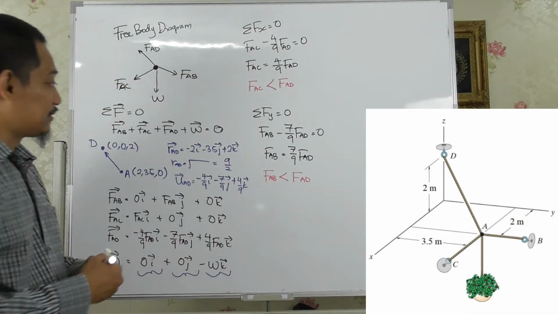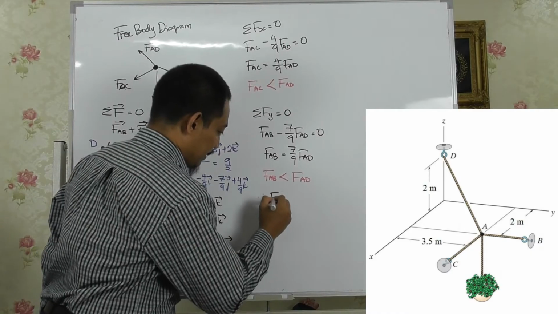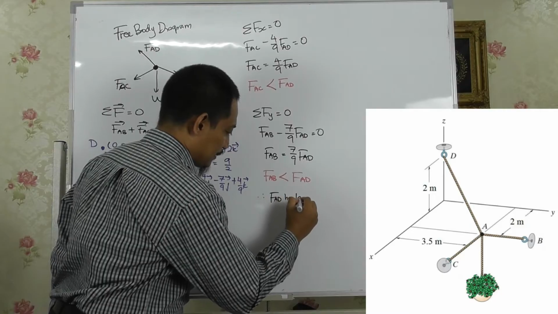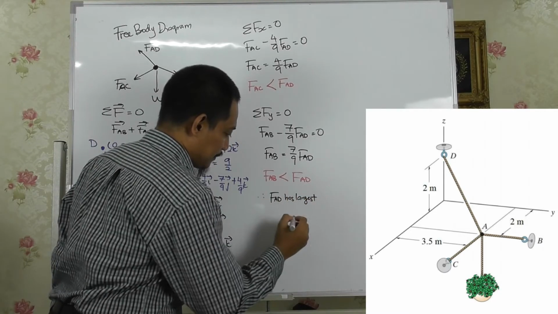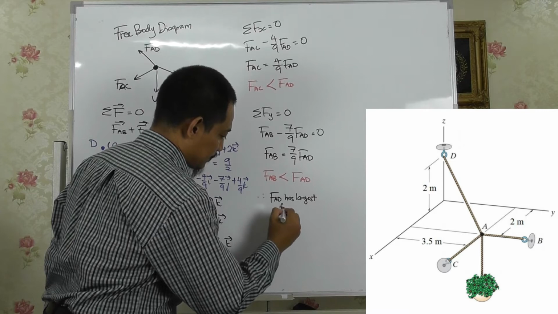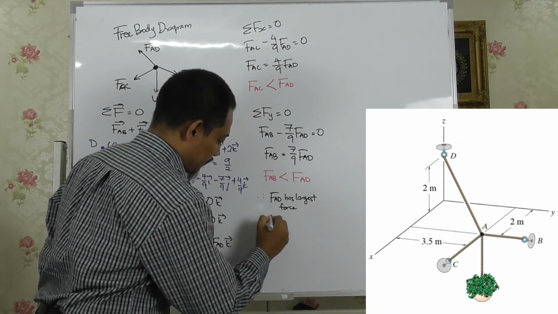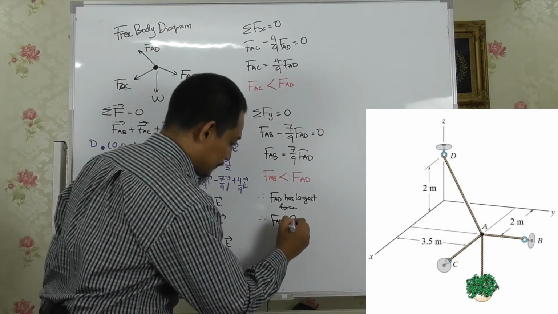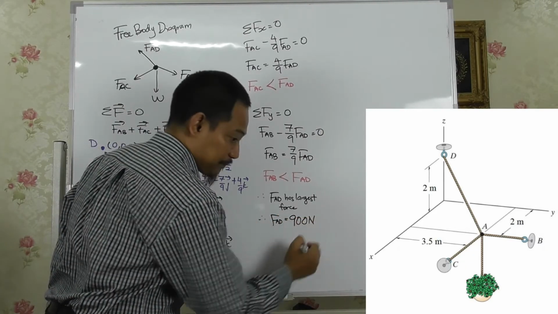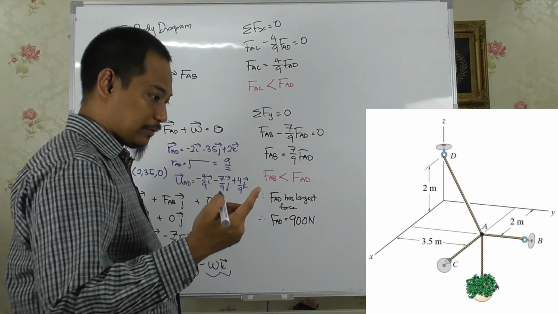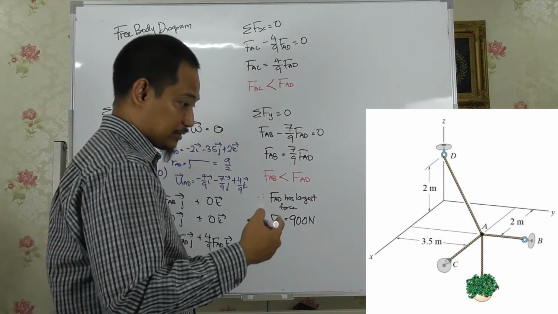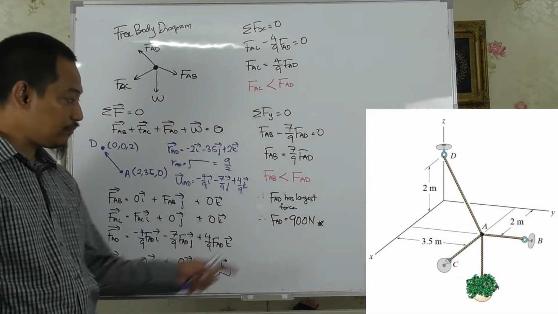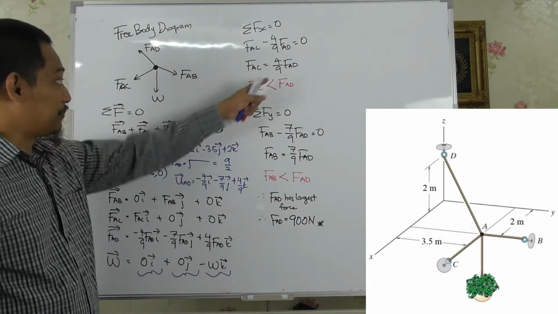So from here we can conclude that FAD has the largest tension force, right? So FAD equals, what does the question say, 900 Newton. So we need to find the corresponding tension as well as the mass, right? So this one is one of the answers. FAD is 900 Newton. Then we can plug in straight away here, right?